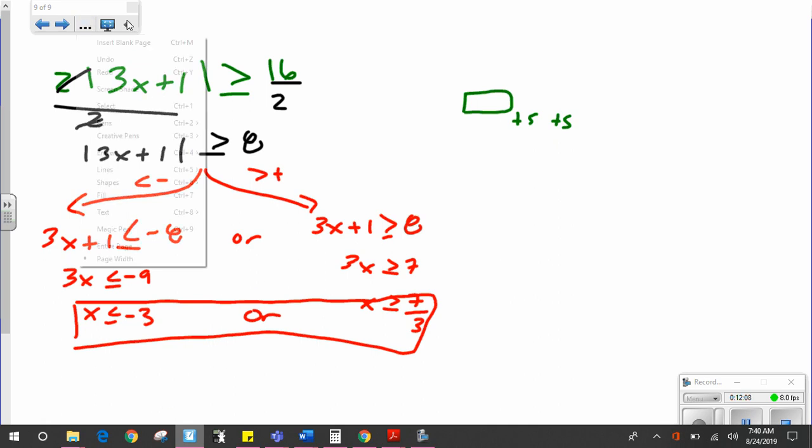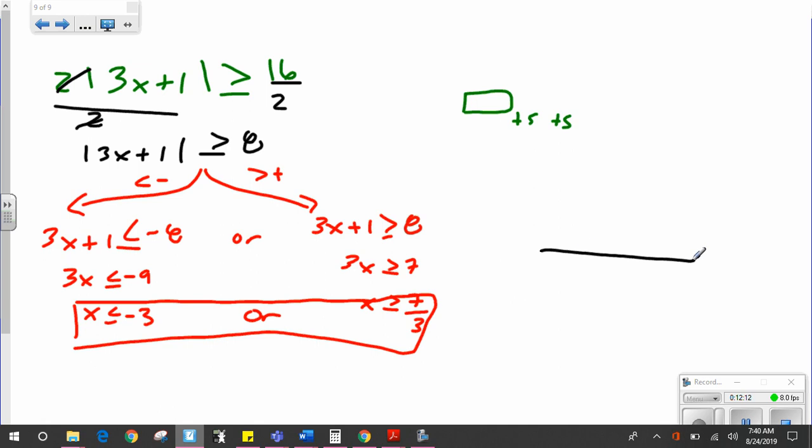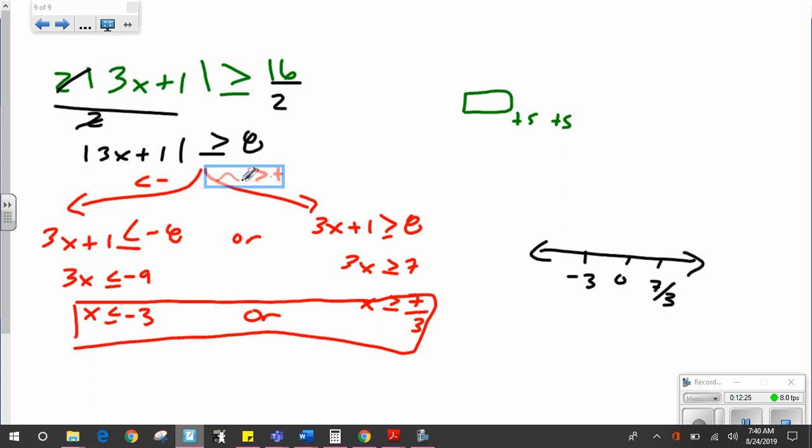Now we graph it. I need negative 3, I need 0, and 7/3. Negative 3 will have a closed dot, and you shade everything to the left. 7/3 will also have a closed dot, and you shade everything to the right.